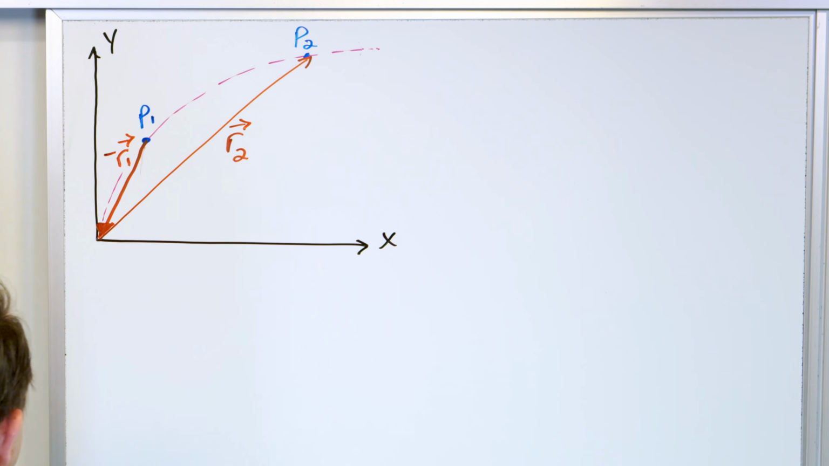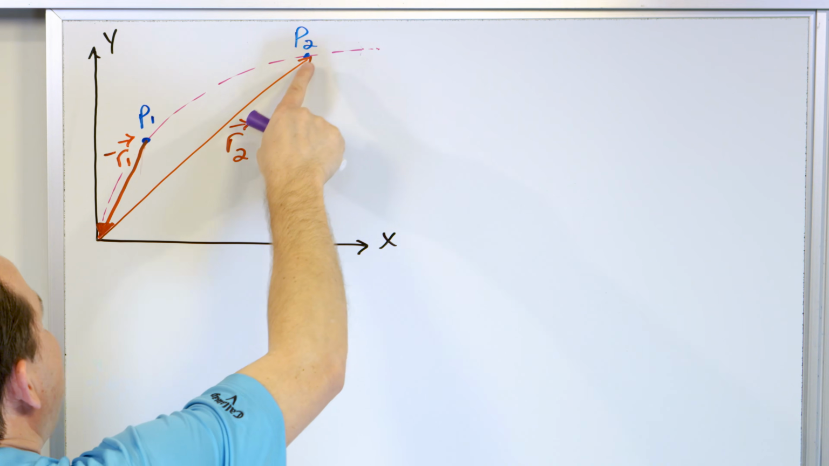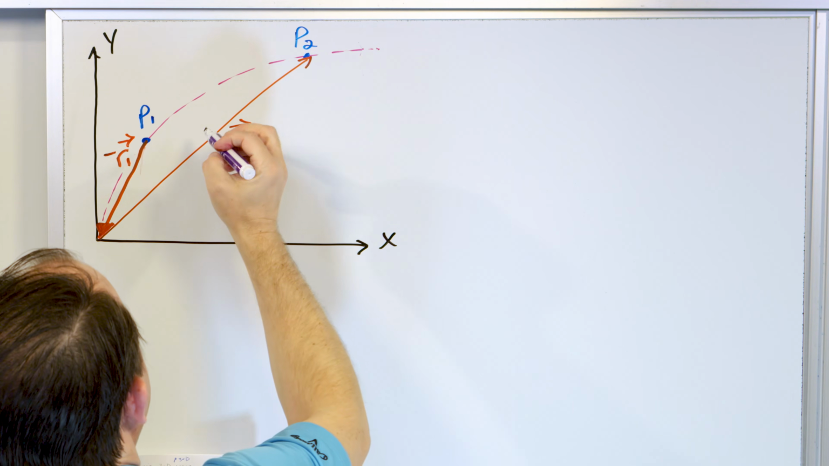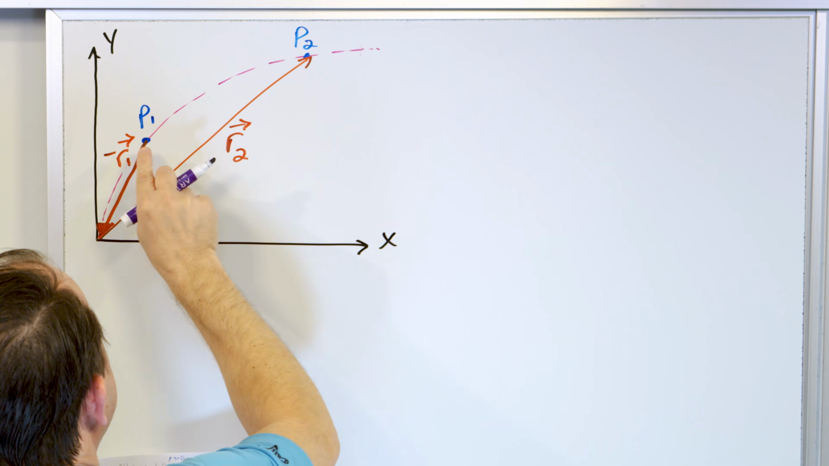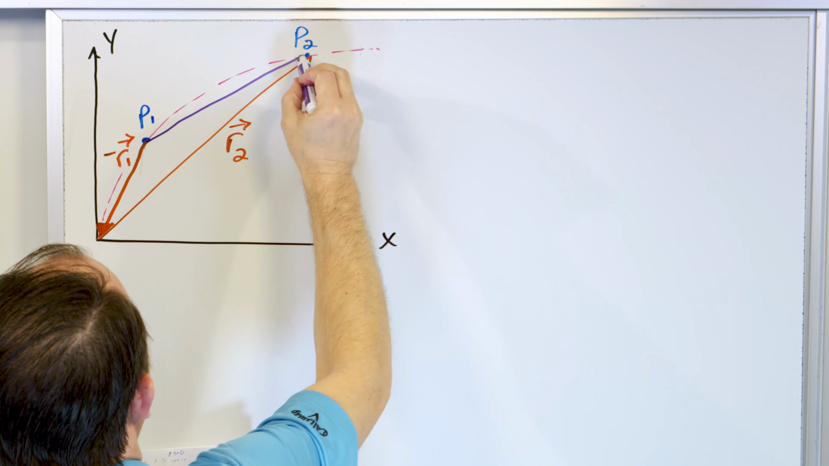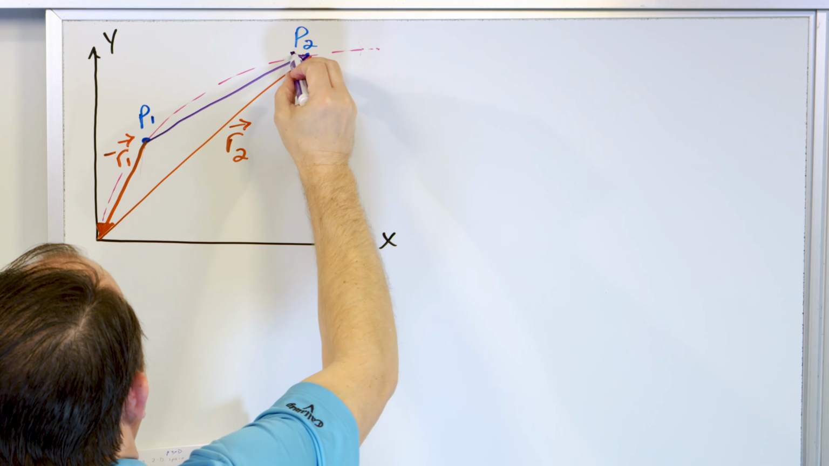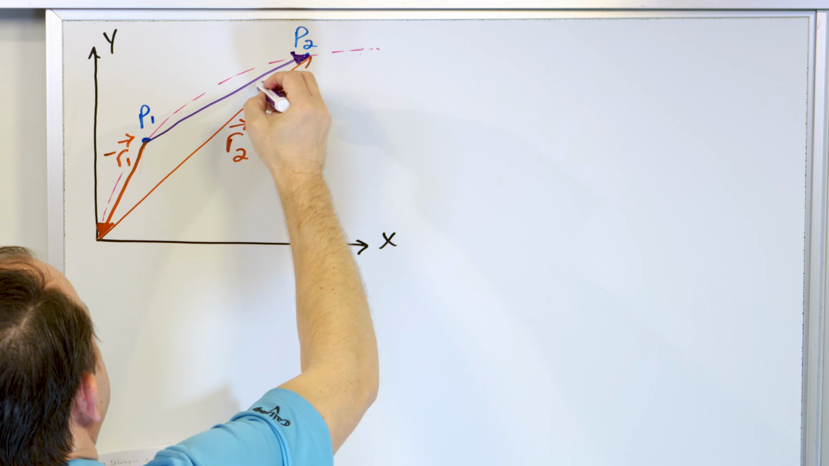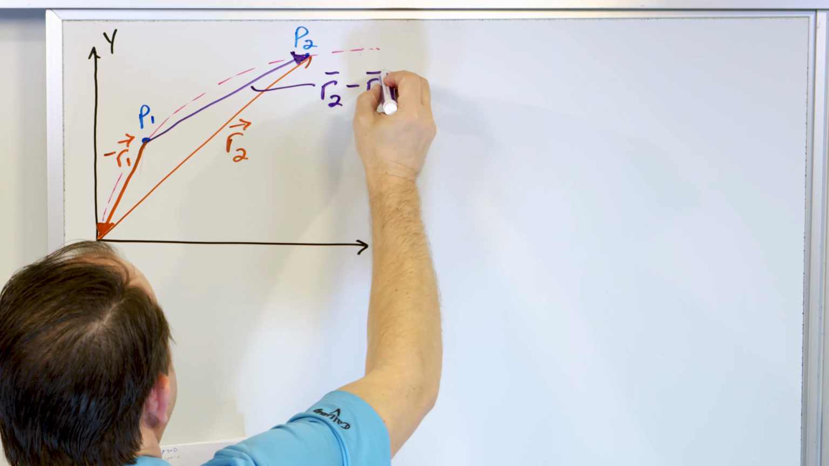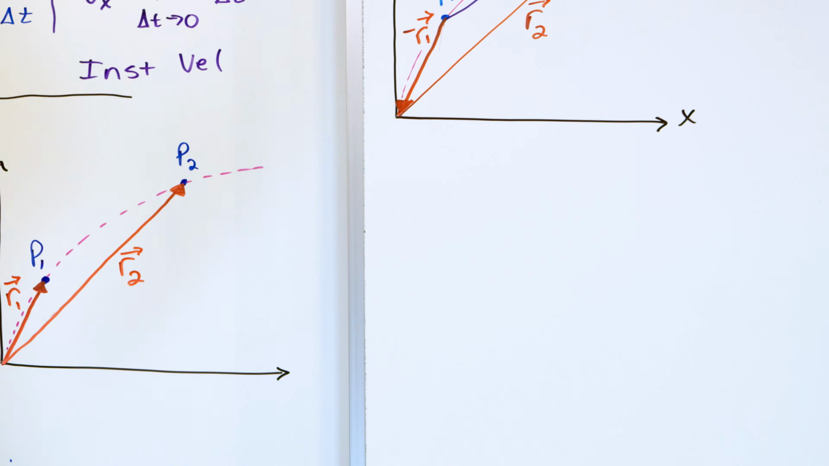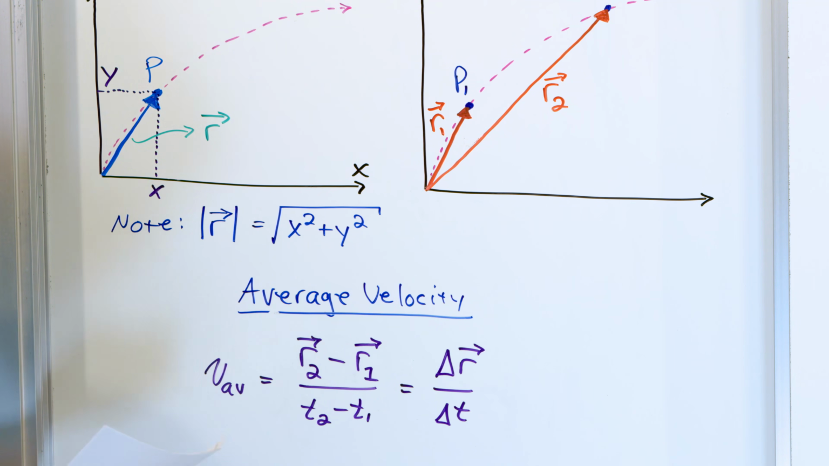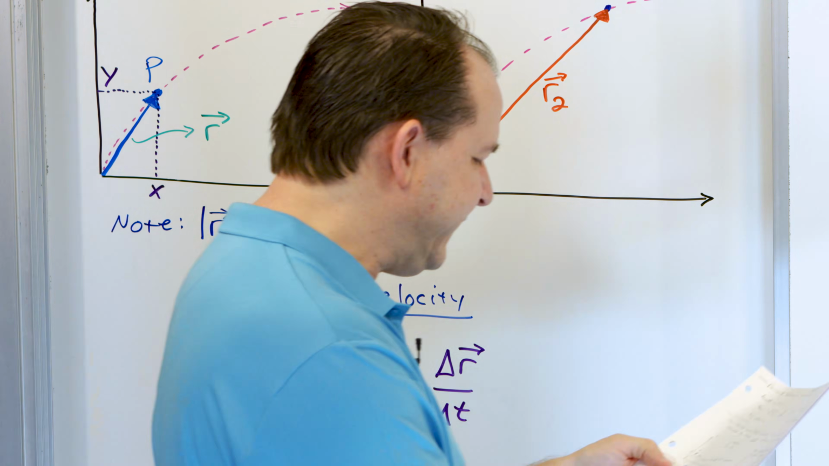So how do you add these vectors? See, it's already head to tail. Here's the head, here's the tail, and there's the other head. So in order to actually subtract these, R2 minus R1, you just take this one and you connect it like this. And what you have here is R2 vector minus R1 vector. So in order to calculate the average velocity, we have to take R2 vector minus R1 vector, and that's what we did, right?